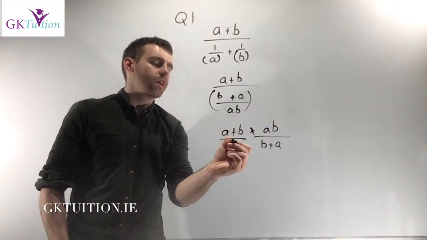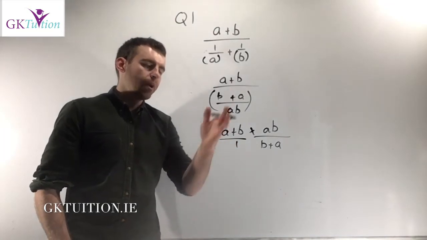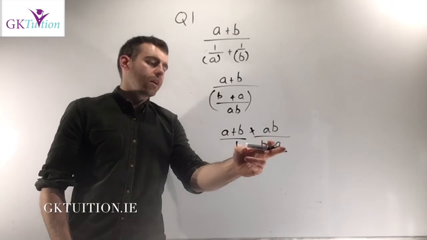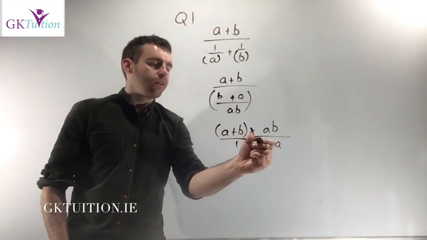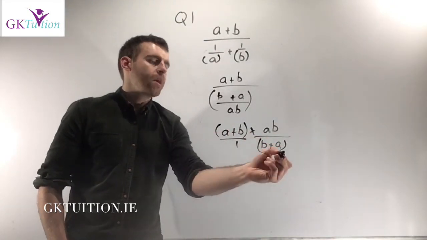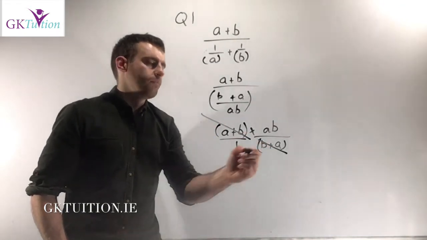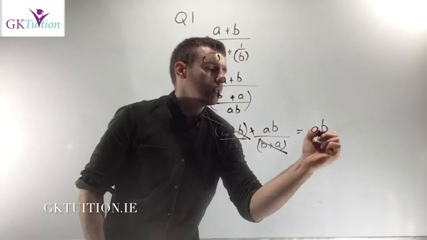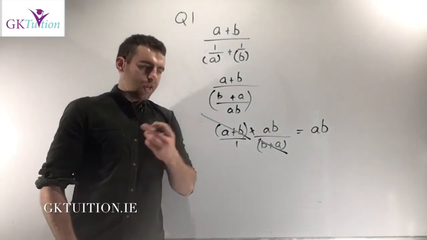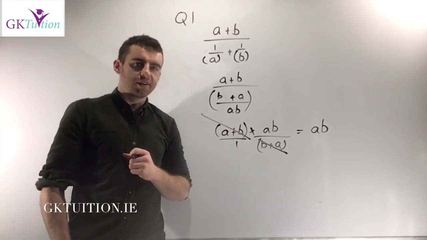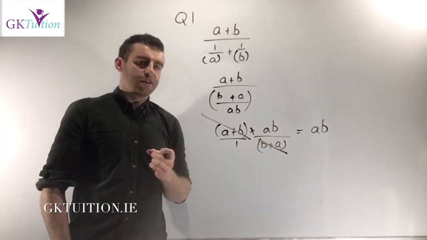Now, this is a plus b over 1 multiplied by ab over b plus a. Now you should notice that what's here and what's here are the exact same thing. a plus b will divide into a plus b once, and I'm just left with ab. So simplified fully, that one just ends up as ab. So again, a lot of the questions in this revision sheet are just practicing your manipulation and that kind of thing. Your answer to question 1 was just this.